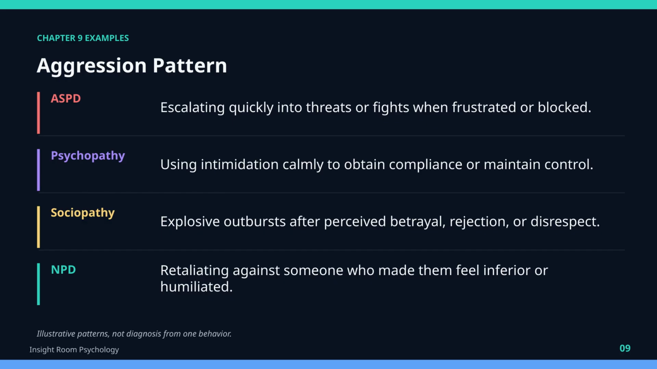For example, someone may retaliate against the person that made them feel inferior, even if the original criticism was mild. The aggression is often connected to restoring superiority or defending against shame. So, ASPD aggression may be reactive or instrumental. Psychopathy may involve more predatory or goal-directed aggression. Sociopathy is often used for volatile aggression. NPD aggression is often tied to narcissistic injury, shame, envy, or perceived disrespect.